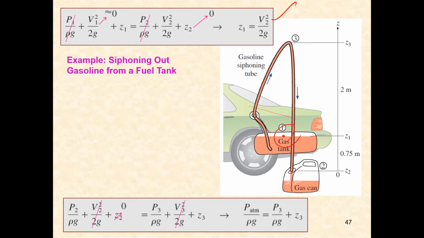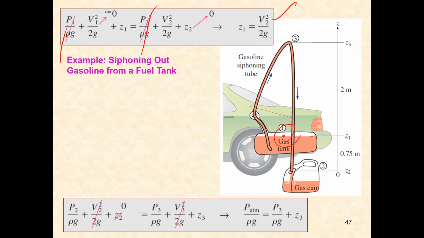So as you know, P1 and P2, at the exit, actually both of them are open to air. So that's why it's open to atmosphere. So that's why P1 is equal to P2 equal to P_atm. So it can be cancelled out.